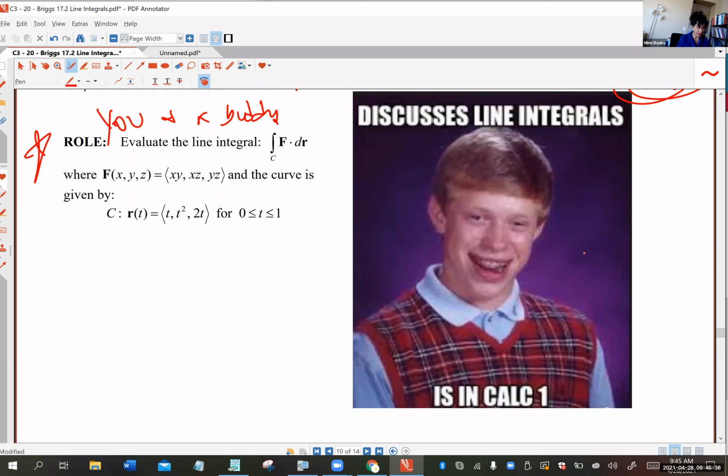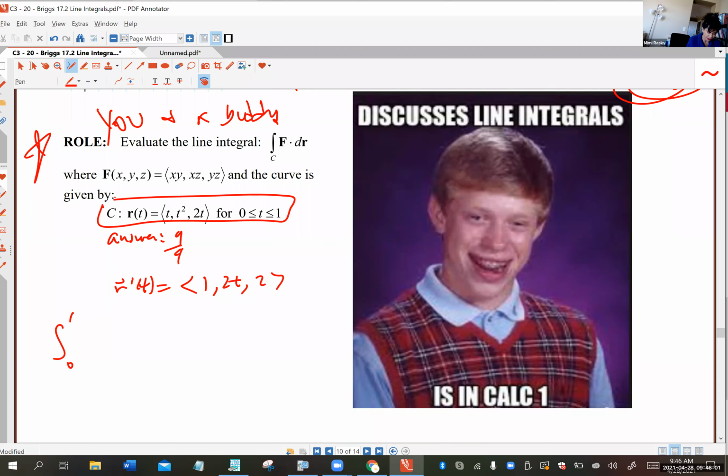So how did we do on this F dot dr line integral? Did everybody get 9/4, I hope? Yes, perfect. So if you didn't, just a quick look. Hopefully you got at least the vector valued function for the derivative. That's a good start. And good news, they already parameterized the curve for you right there. So you're good to go. Time is going from 0 to 1 second. You're going to take a dot product of your vector field with your velocity vector. And the vector field has xy, xz, yz.